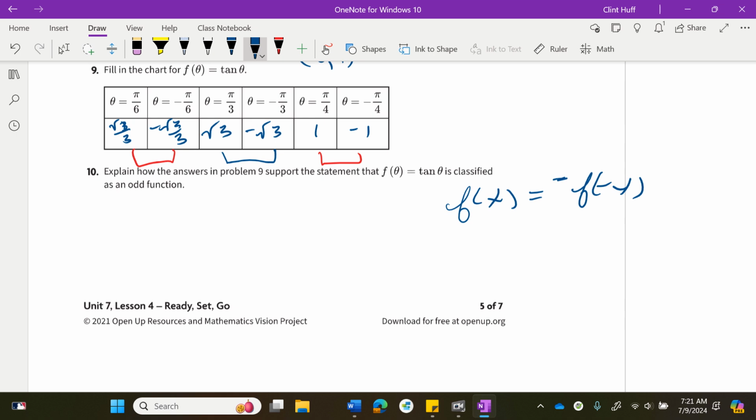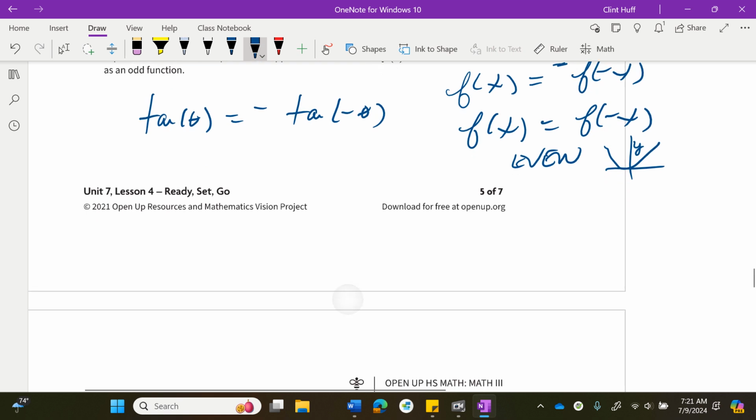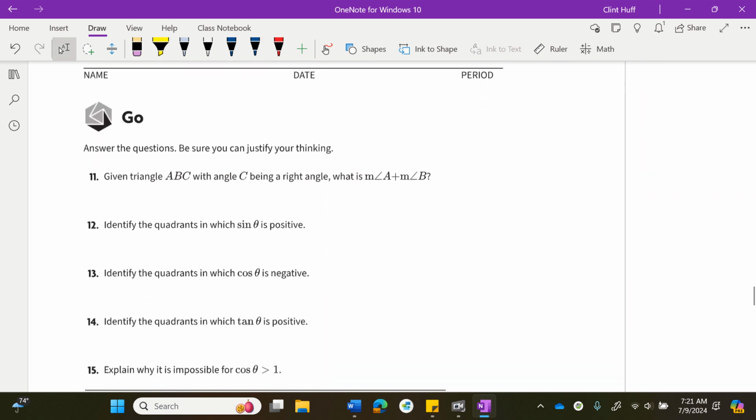So it looks like the tangent, at least in this table, as opposed to the tangent of the negative angle, they're not equal to each other, they're opposites. If f at x was equal to f at negative x, then the function would be even. Even means symmetry in the y-axis, sort of like x squared. Odd means symmetry in the origin, sort of like x cubed is an odd function. All right, on we go.